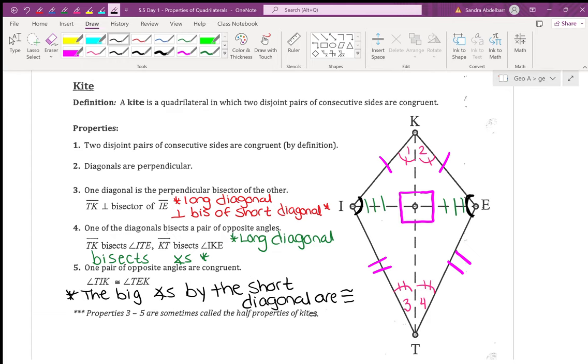In a kite, only the long diagonal bisects the short diagonal. Right? In a kite, the top two sides are congruent and the bottom two sides are congruent. In a rhombus, all the sides are congruent. So everything a kite can do, a rhombus can do better. So there is a relationship between a kite and a rhombus, and we'll talk about that on a different day, but just keep that in mind. There is a relationship between a kite and a rhombus.